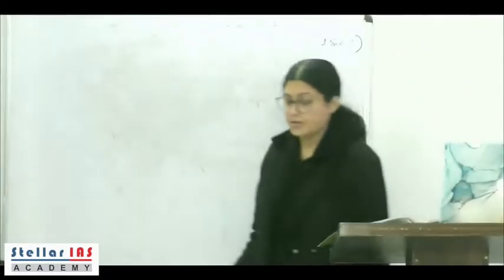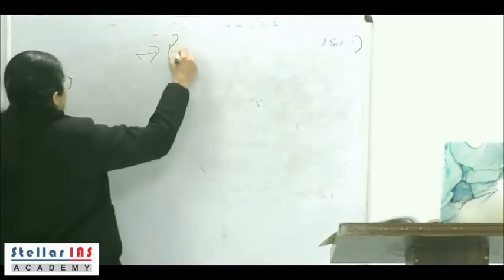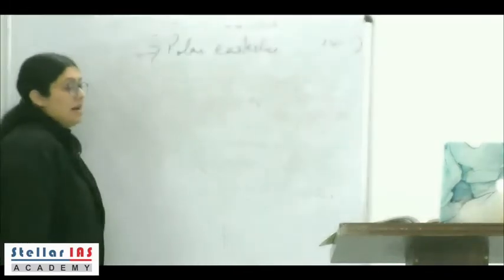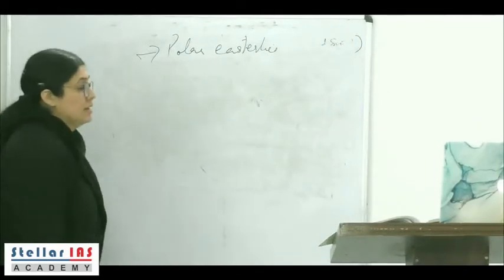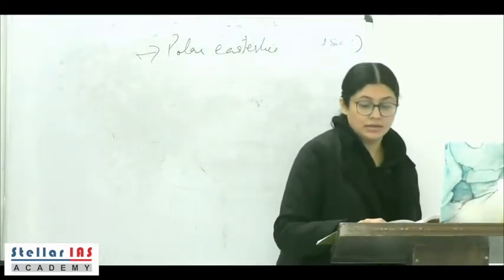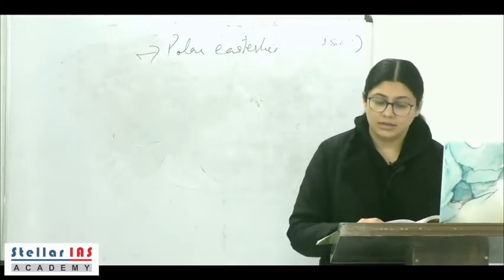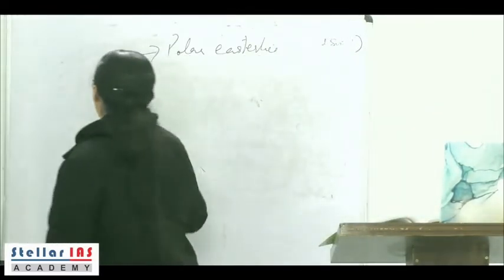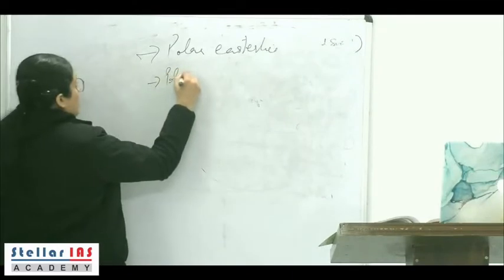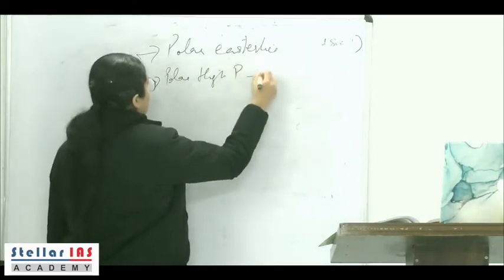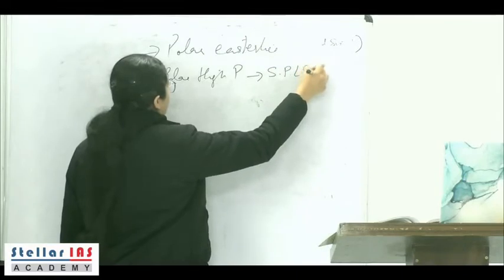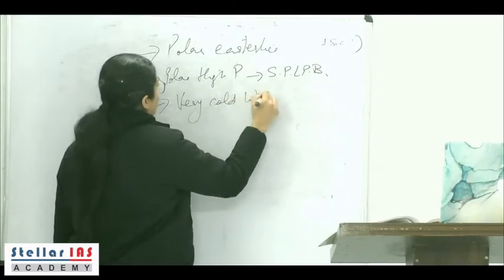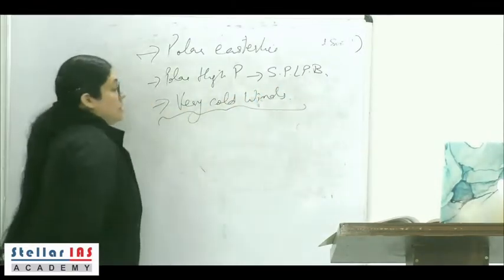Next is your polar easterlies. Now as far as the direction is concerned, these are similar in direction to that of the trade winds, right. So that is northeast in the northern hemisphere and southeast in the southern hemisphere, right. They blow from your polar high pressure belt towards the subpolar low pressure belt. These are very cold winds because they originate in the polar region.